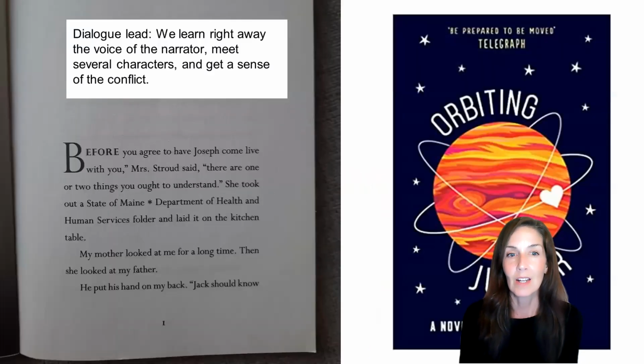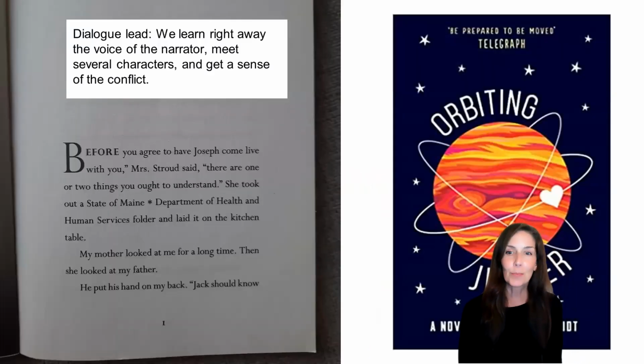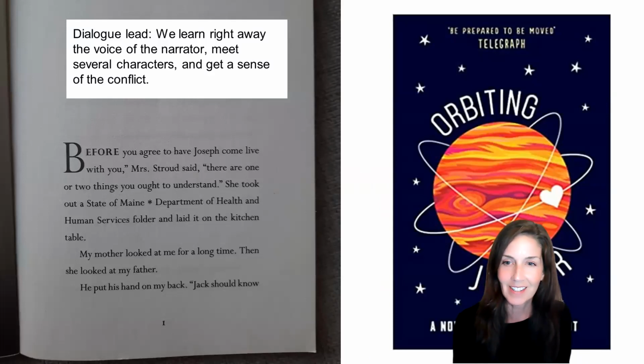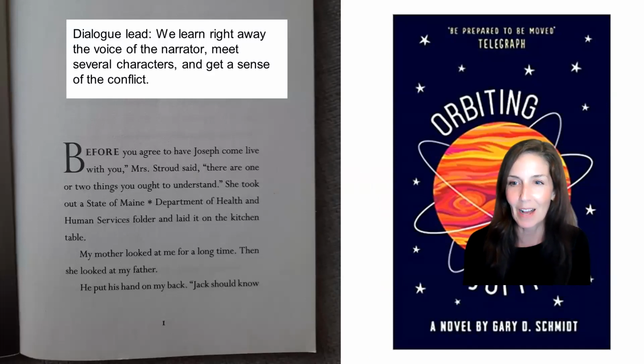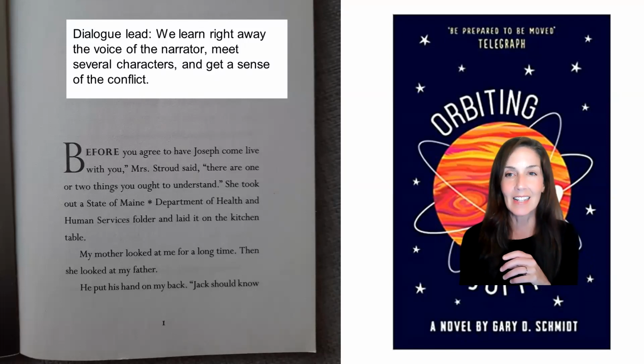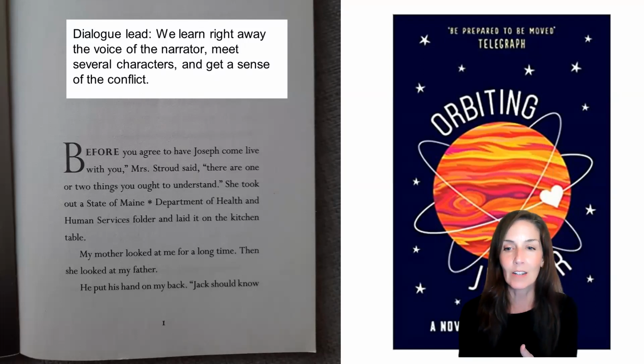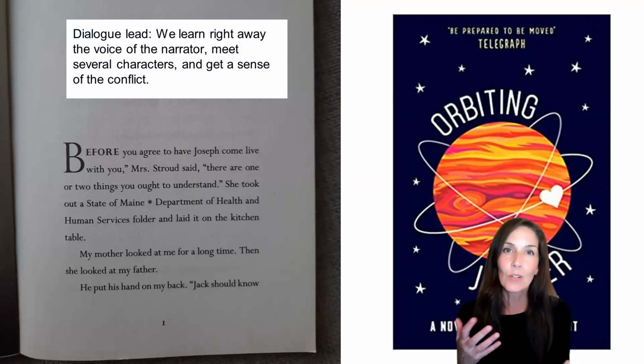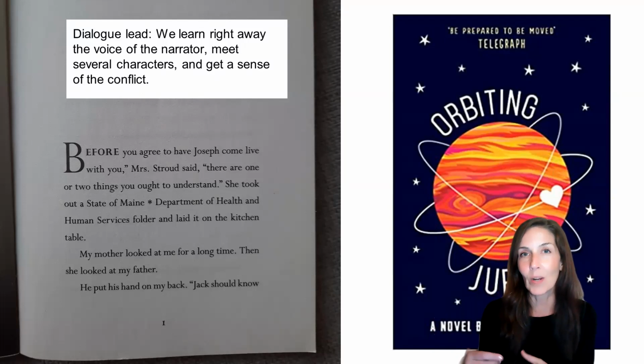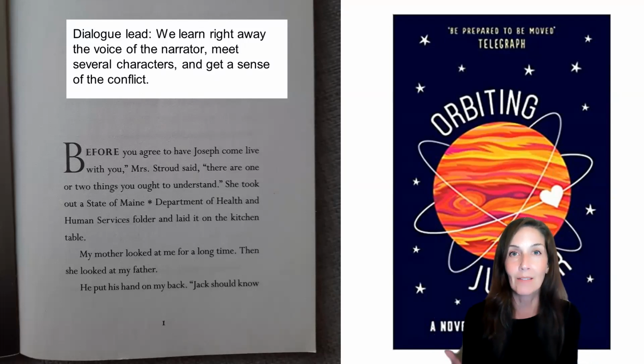Okay, so Orbiting Jupiter is one of my favorite books by Gary Schmidt. I think it's great to show this as a mentor text for your students and have them read the first page and then just notice the author's style, the way that the author begins their story, and how they set up the conflict right away.